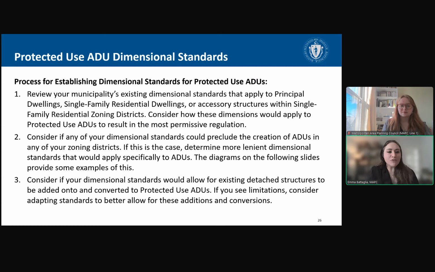Great, so we're going to go into a little bit more detail on the process for establishing dimensional standards for protected use ADUs. This is kind of repetitive, but it bears repeating. You'll want to review your existing standards and consider how they might apply to protected use ADUs to result in the most permissive regulation. You should consider if any of your dimensional standards could preclude the creation of ADUs in any of your zoning districts. And if that's true, you should figure out what more lenient dimensional standards might make sense to apply specifically to ADUs. And we will walk through some diagrams that provide examples.